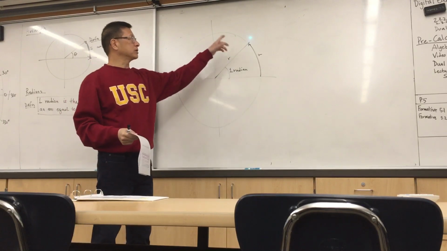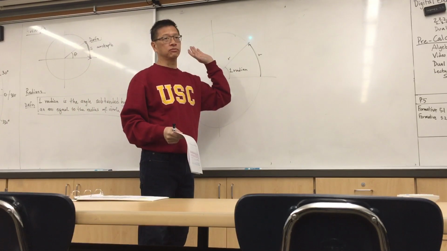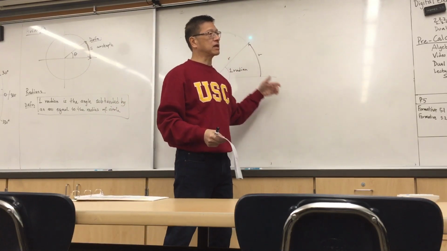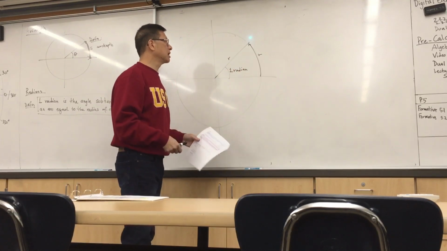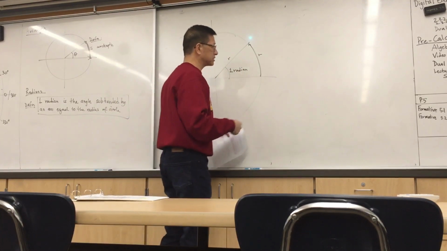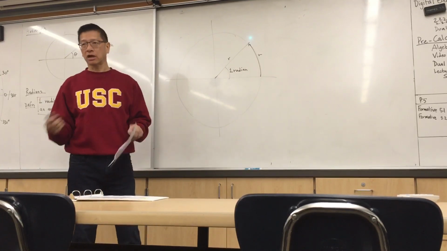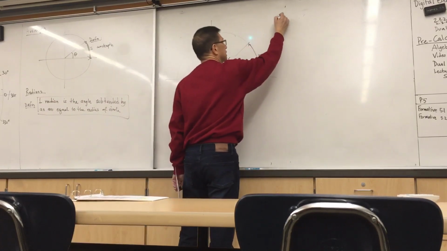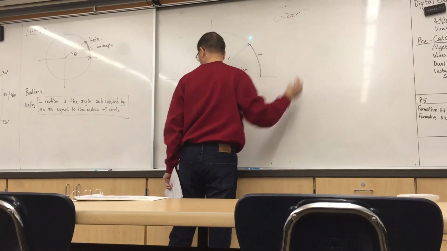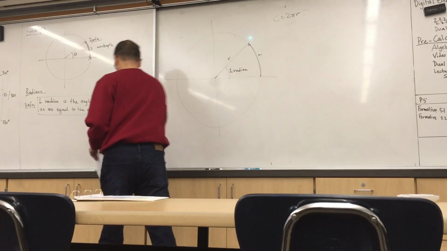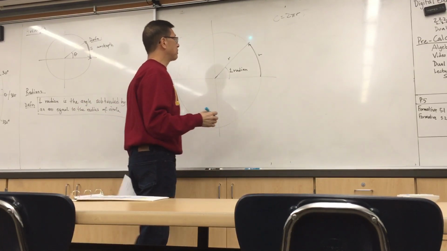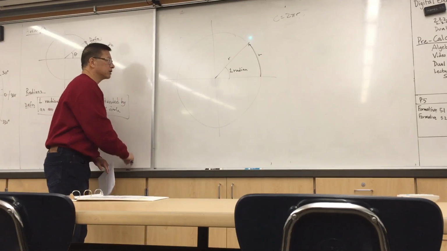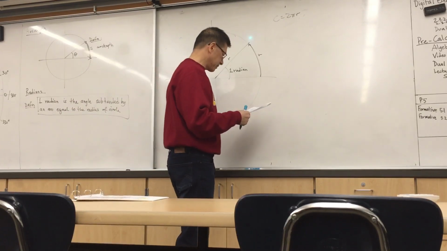If you were to think of this as a wheel and you were to roll it until you get back to your original position, what linear distance would you have gone? You'd have gone the same as the circumference of the circle, right? The circumference is equal to 2 pi r. And so how many radians have you gone through?